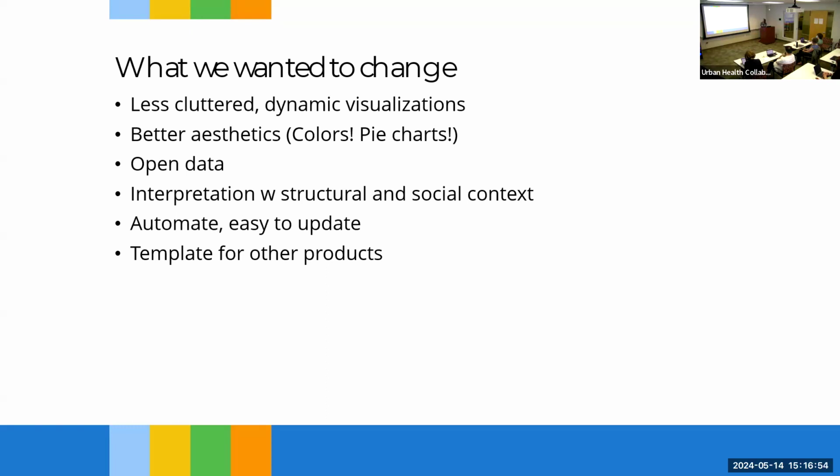Another way that I think about accessibility is thinking about diverse audiences, and making sure that you're supporting interpretation in a way that makes sense. By that, I mean we're not just presenting a number, but a number and a little bit of interpretation, a little bit of reflection on what it means, and importantly, bringing in that structural and social context that isn't always there. We also wanted to make something that we can automate and that would be easy to update. And since we've been doing this, we've used it as a template for other data products that we put together.